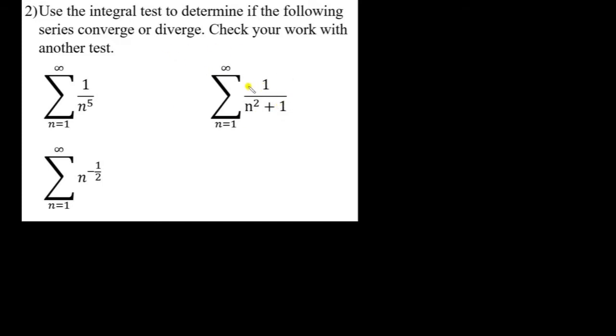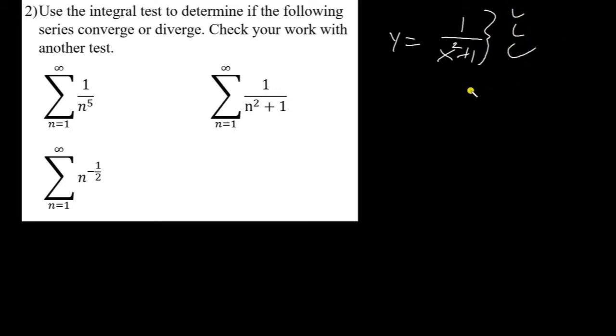Okay, for the next one, we have the sum from n equals 1 to infinity of 1 over n squared plus 1. We are going to use the integral test, but first we have to check the conditions. Is it positive? It looks to be positive. Is it continuous for n greater than 1? It is continuous. And is it decreasing? It is. So we're going to call the function y equals 1 over x squared plus 1. We're going to write the conditions.